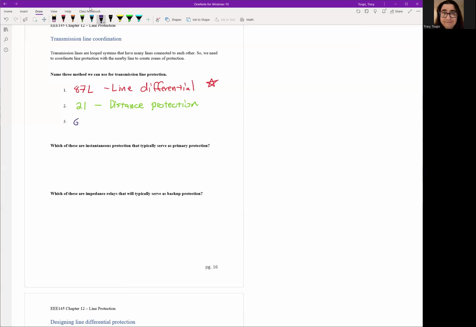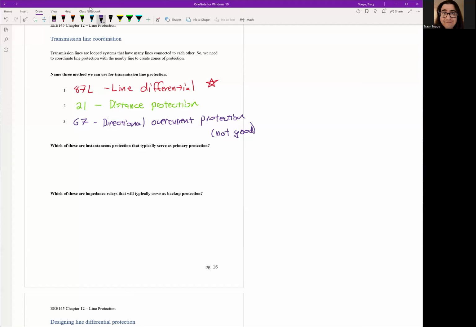An older version is 67, which is a directional overcurrent relay. Overcurrent protection has been used for quite a while, but this is kind of not good anymore, because a lot of those blackouts and miscoordinations, most of the time, have been because of the 67 element. Sometimes the 27, but definitely the 67 has caused a lot of issues in the past.